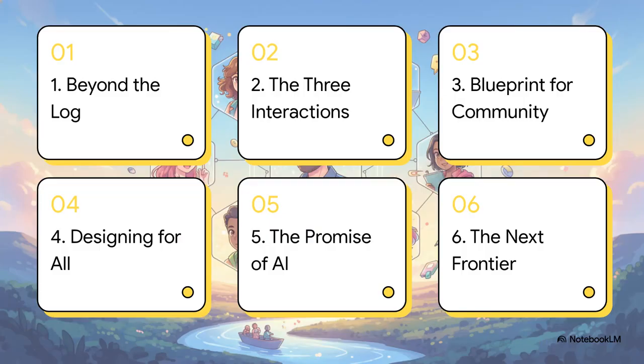Here's what we're going to cover. First, we'll look at the classic idea of education and see why it just doesn't quite fit anymore. Then, we'll unpack the three essential interactions that are kind of like our modern toolkit. After that, we'll assemble them into a powerful blueprint for building a real community, and then we'll see how we can make that blueprint even better, more inclusive, and ready for the future with a little help from AI. And we'll wrap up with the next big challenge in online learning.